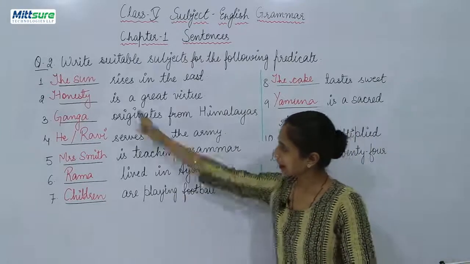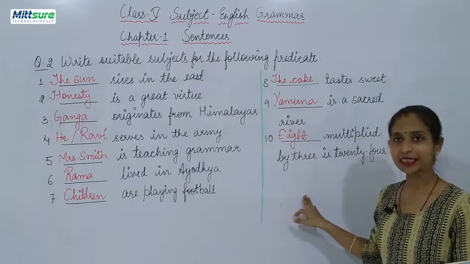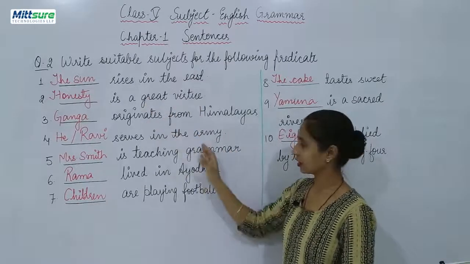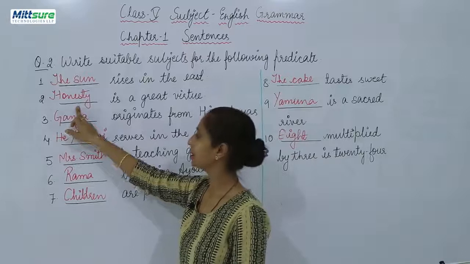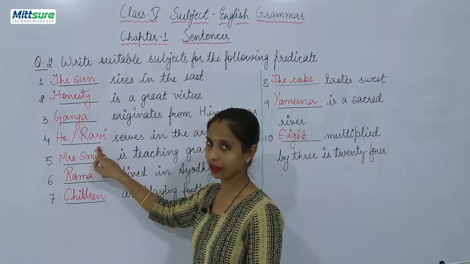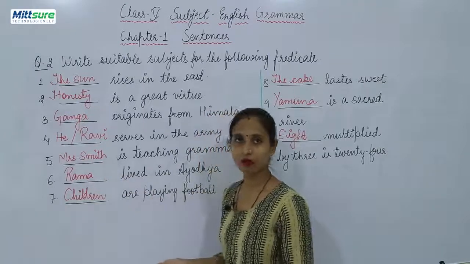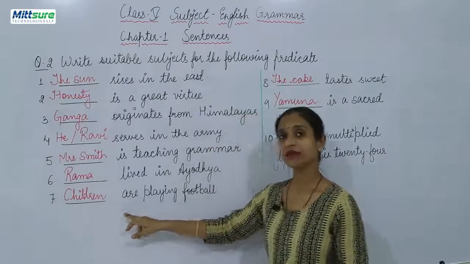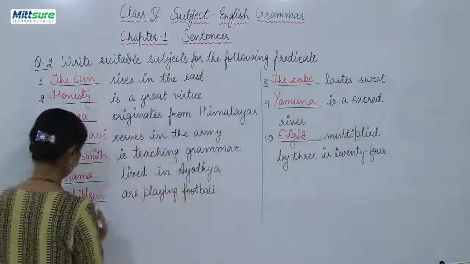So, as you can see, the red words are the subject of the sentences and the rest of the sentence written in black are the predicate of the sentence. So, first the sun, second honesty, third Ganga, fourth he or Ravi, both you can write, anyone you can write. Fifth Mrs. Smith, or you can write a name of your choice also. Sixth Rama, seventh children, something plural you have to write. Instead of children you can write they also, they are playing.